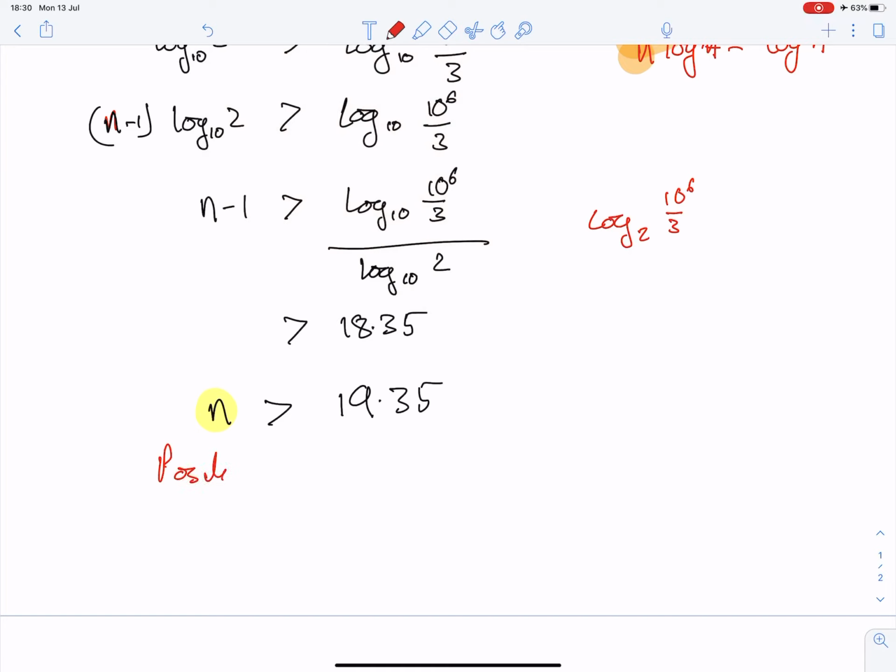Position in sequence. So it's got to be 1,000,000 or greater. So then n equals 20.